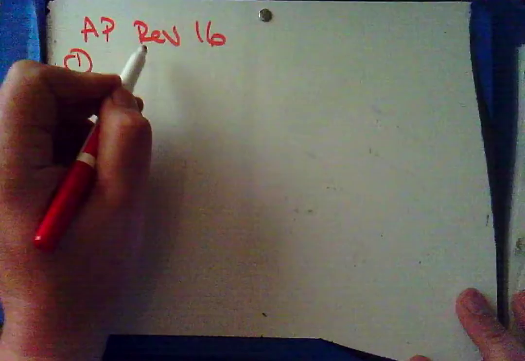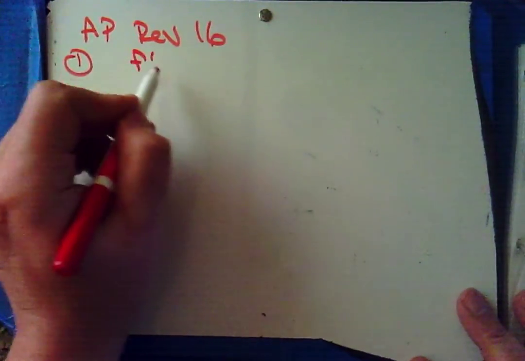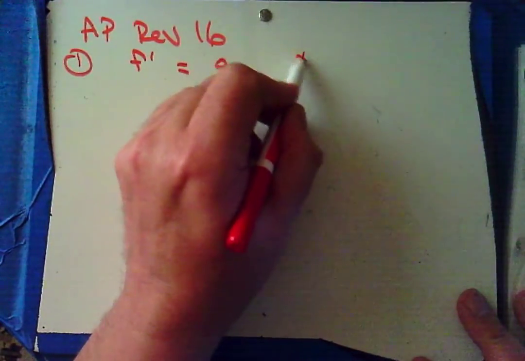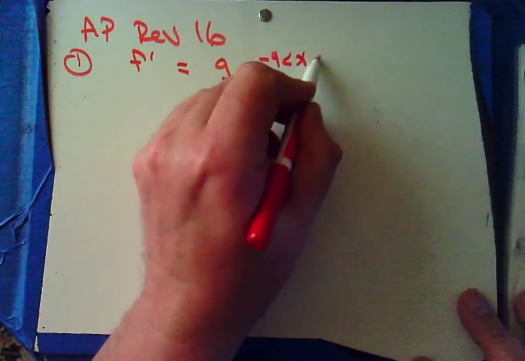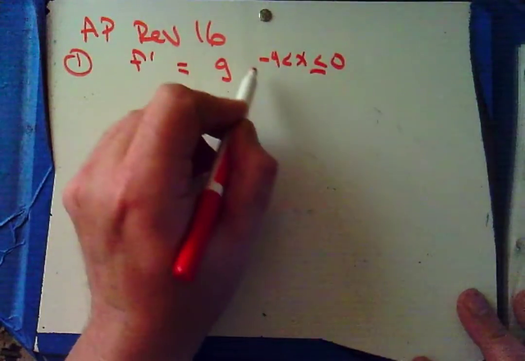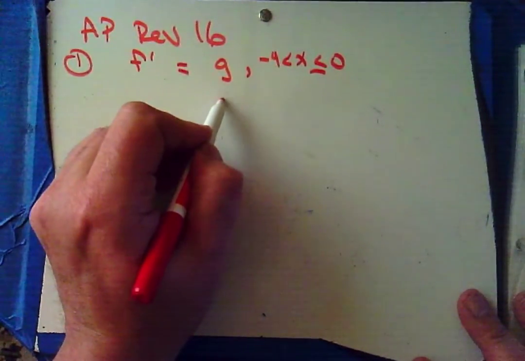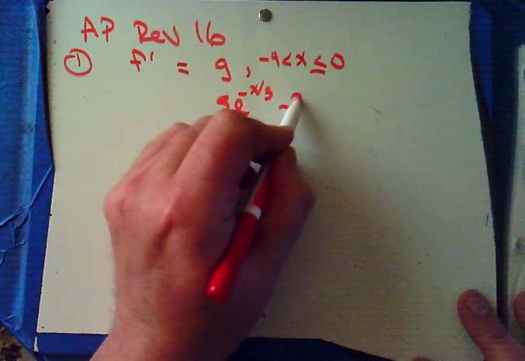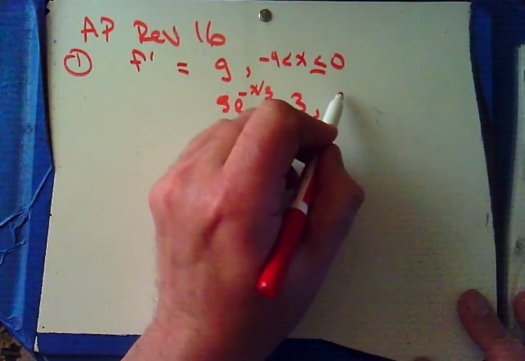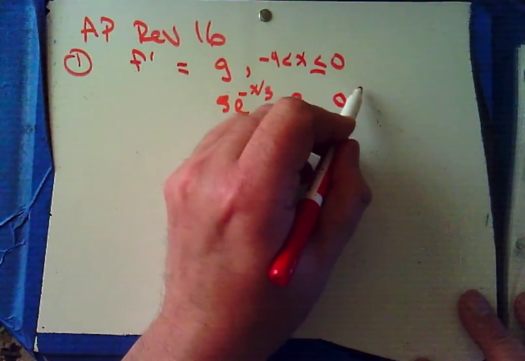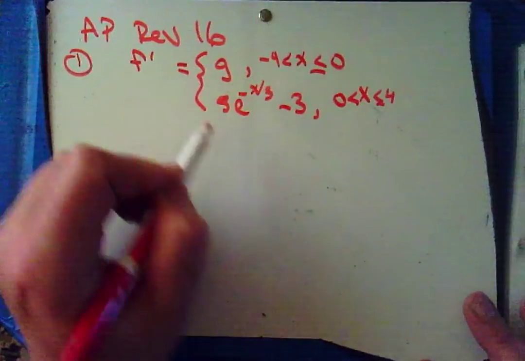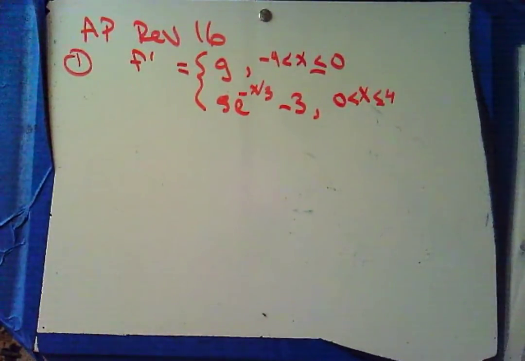Problem number 1. The derivative of f is given by f prime equals g for values of x between -4 and 0, and 5e to the negative x over 3 minus 3 for values of x that go from 0 to 4. Okay, and this is without calculator.